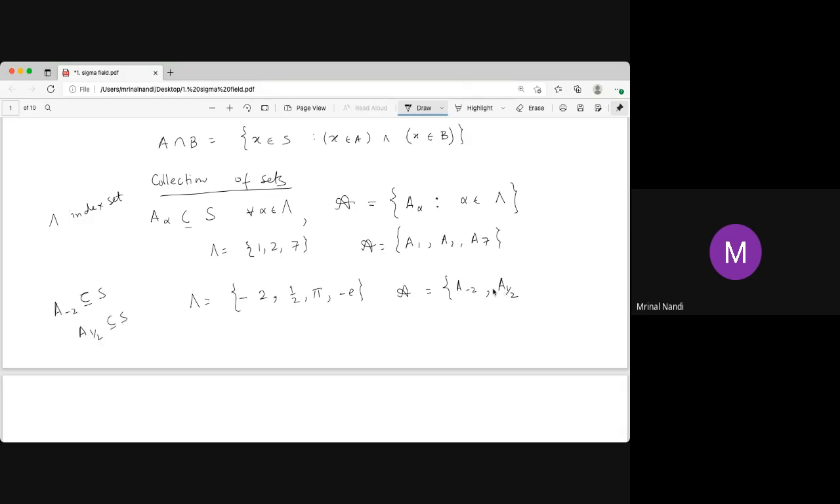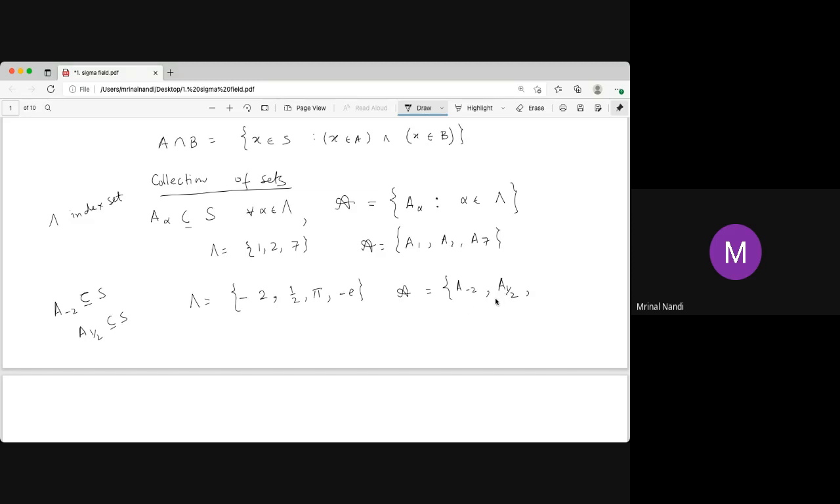It's a name. You can say anything. You may say it is a cow, or a tiger, or West Bengal. Whatever, it's just a name. Remember, A alpha is just a name, but A alpha is a set. A alpha is a subset of S.